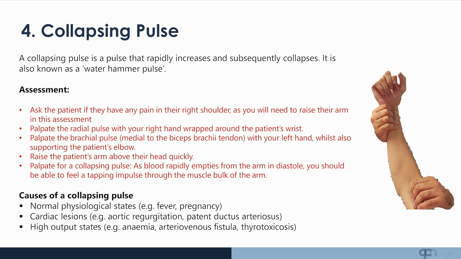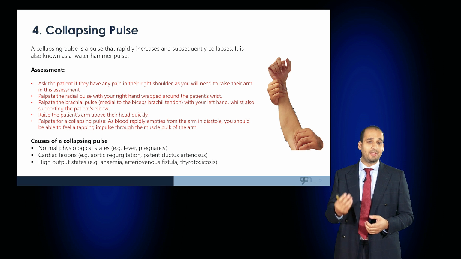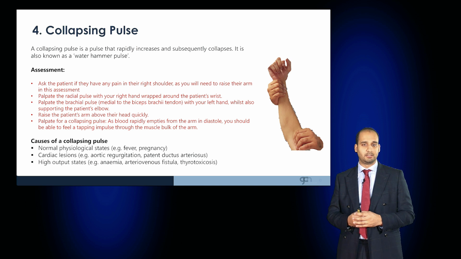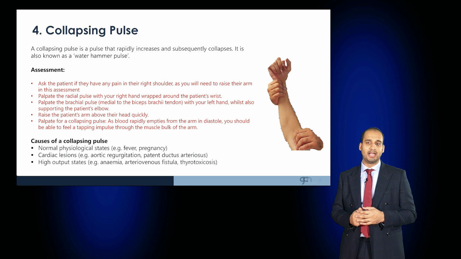and palpate the ipsilateral brachial pulse, which is found medial to the biceps brachii tendon, with your other hand, with your left hand, while supporting the patient's elbow. Raise the patient's arm quickly above their head and feel whether you can feel the pulse collapse from the radial towards the brachial pulse. And this can occur in some physiological states such as fever and pregnancy, but can also occur in aortic regurgitation and patent ductus arteriosus, as well as high output states such as anemia and AV fistulae.